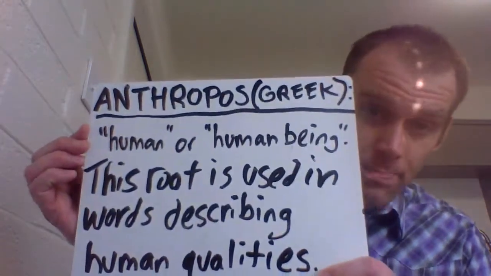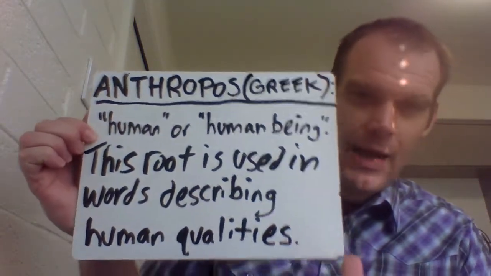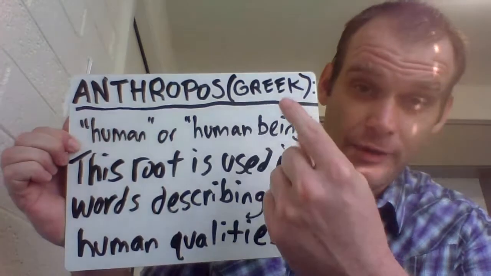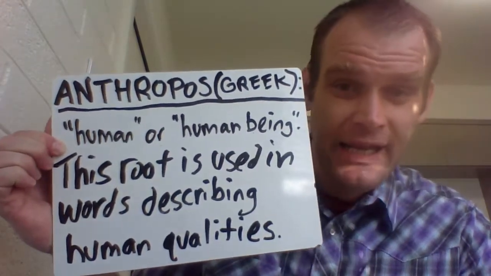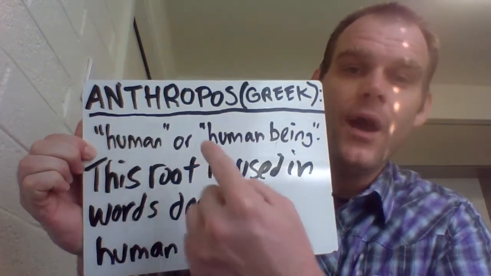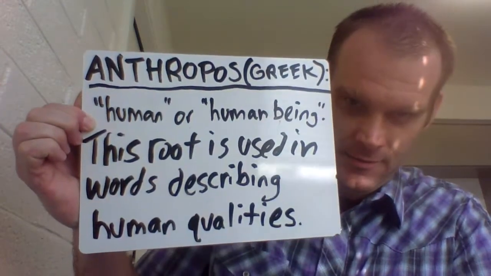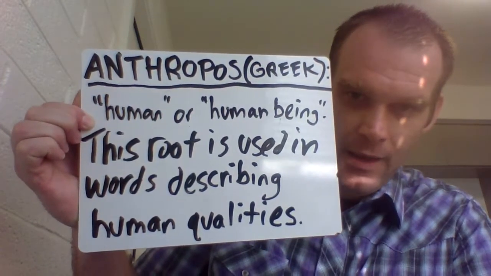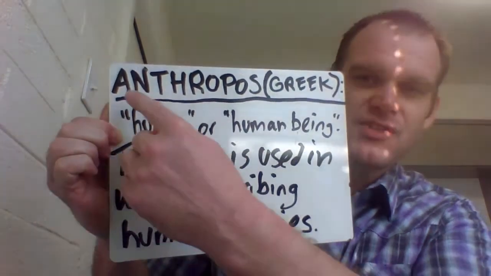Now for this week, discussing early humans and prehistory, our root will be anthropos, okay? Now anthropos is a Greek root, and its meaning is human or human being, okay? Now this root, let me go ahead and spell it out for you.